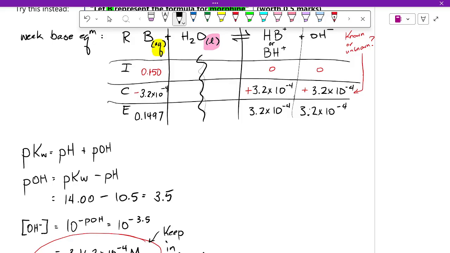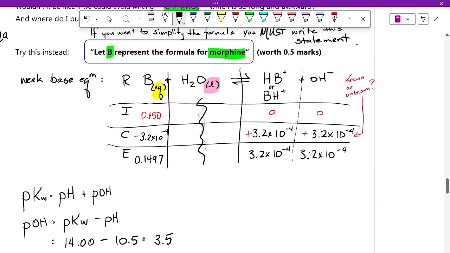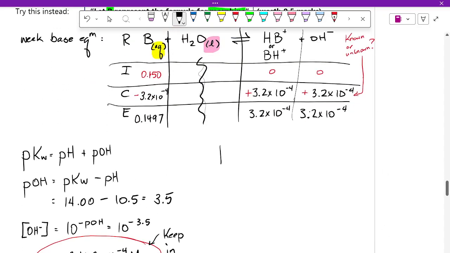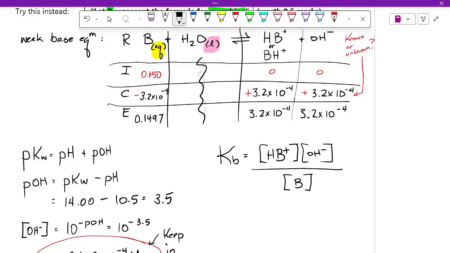So now what I'm going to do is I'm going to say, okay, I've got that. I want to find Kb. So write your Kb expression. Kb is equal to concentration. I'm going to use HB plus. You could use BH plus, doesn't matter. Times OH minus over concentration of B equals 3.2 times 10 to the negative 4 squared divided by 0.1497.